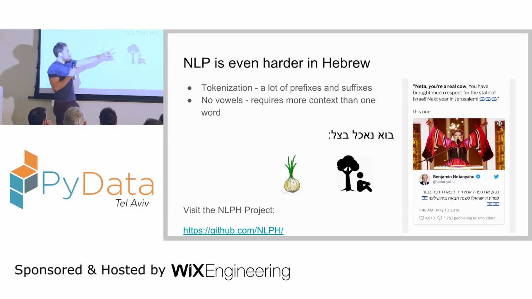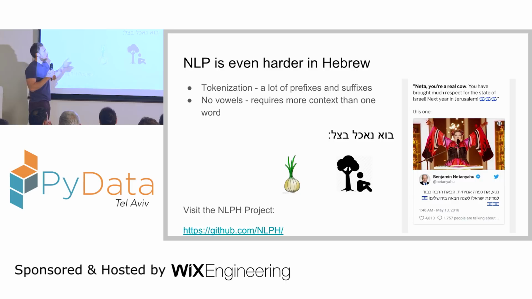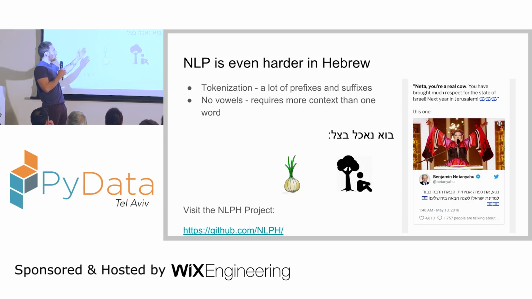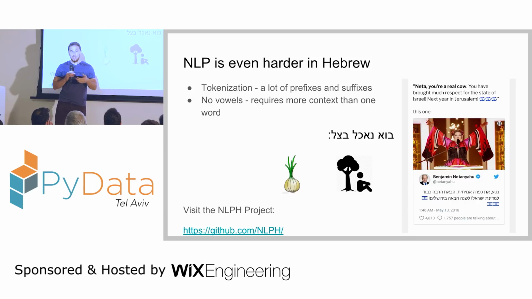Another example, bonochal batzal or bonochal batzel. We don't know the vowels. We don't have nikud. We actually cannot know from the text. So we need a lot more context in order to do things that are actually trivial in English or Spanish.